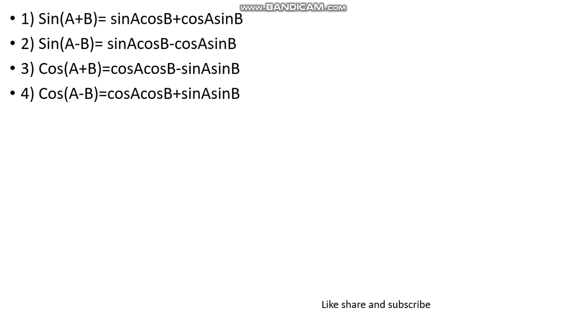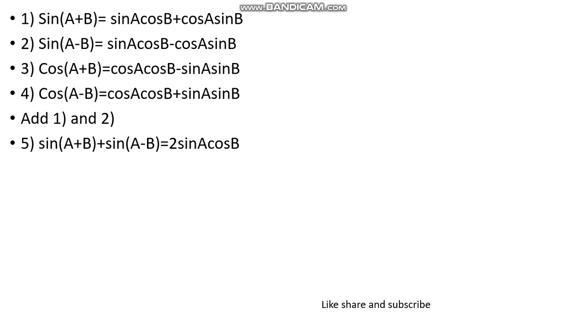Now, after solving all these formulas and doing all these derivations, if I add 1 and 2, I'll be getting sin A plus B plus sin A minus B. These two will get cancelled, and I get 2 sin A cos B. On adding, we'll get one formula. Left side sin A plus B plus sin A minus B, right side 2 sin A cos B.